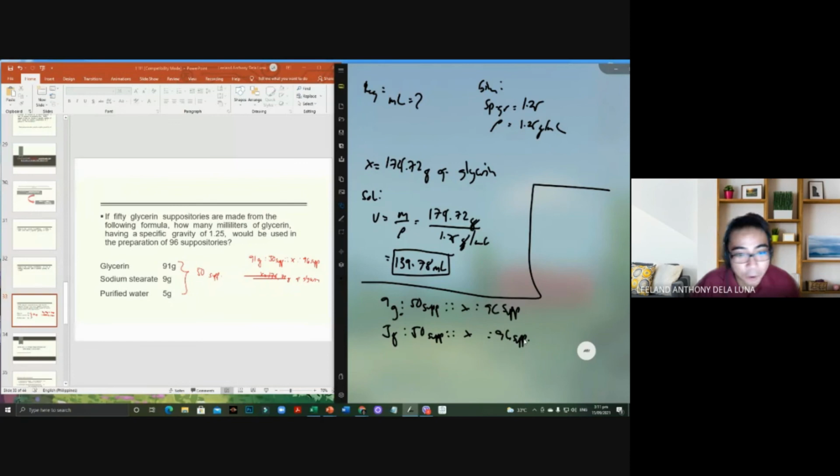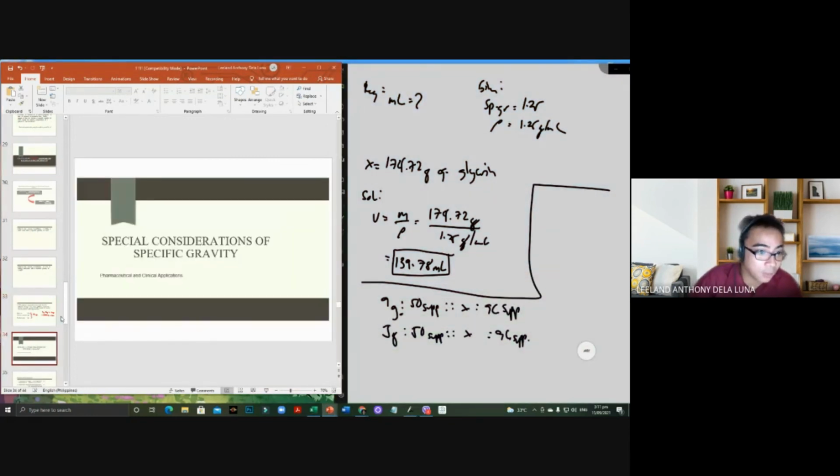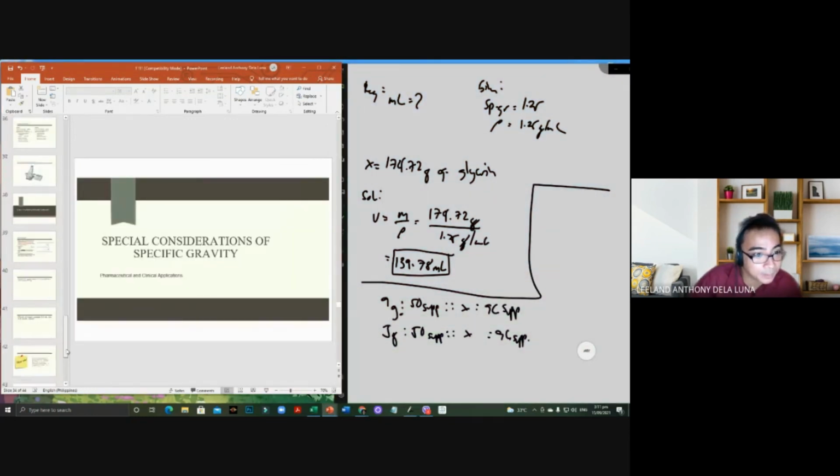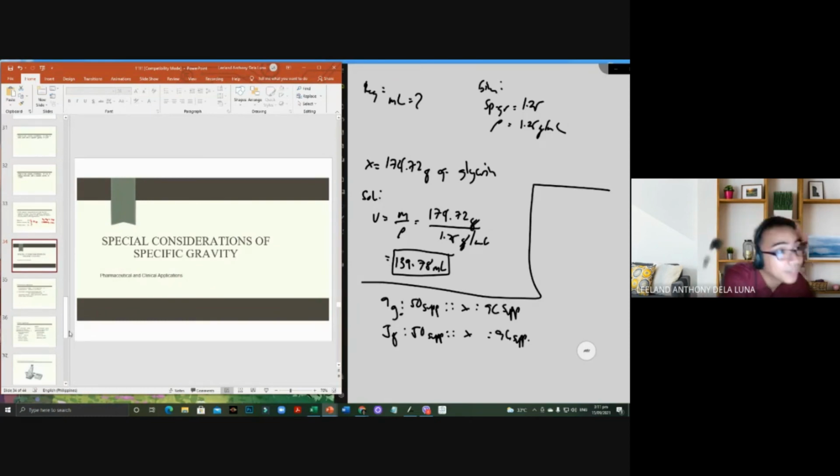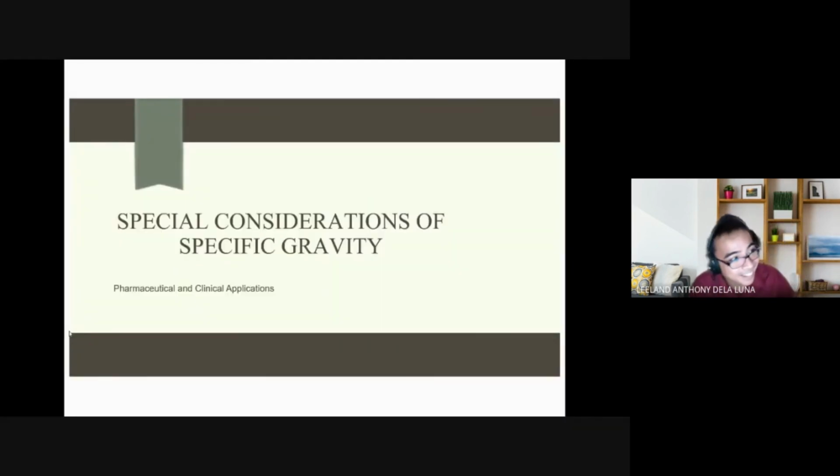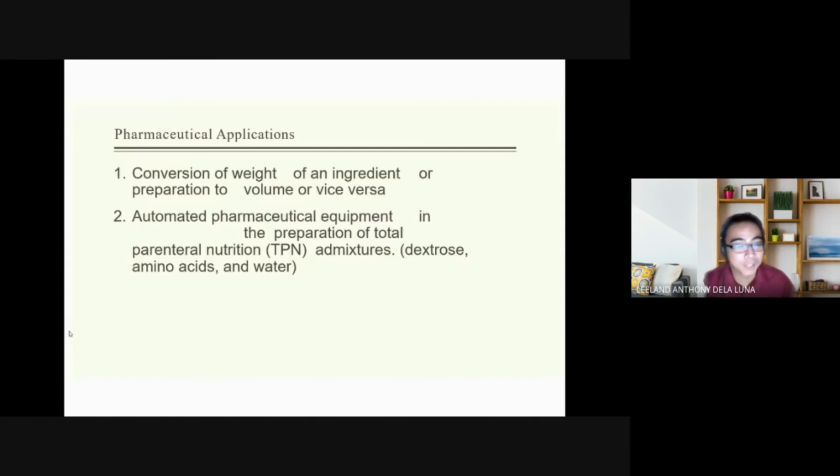Para ma-adjust natin yung formula natin to make 96 suppositories. So, nagets ba? Right? Okay. Tapusin ko na ito, class. Konting kembot na lang to. Wala namang solving dito eh. Okay, before we have a break. Okay. So, class, some special considerations.